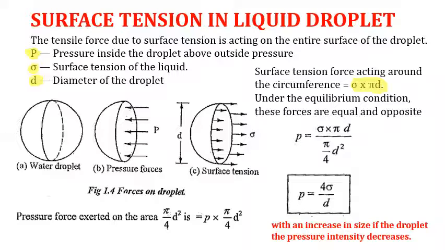And the pressure force exerted on the area is pressure into area, which is pi by 4 d square. Area is pi r square, just r is d by 2, so you get P into pi by 4 d square. Now for equilibrium, these two forces must be equal and opposite. So equate these two and rearrange, and you'll finally get this expression. This internal pressure P, which is in excess of the outside pressure, is equal to 4 sigma over d. So from this expression, we can see that with the increase in the size of the droplet, the pressure intensity decreases.